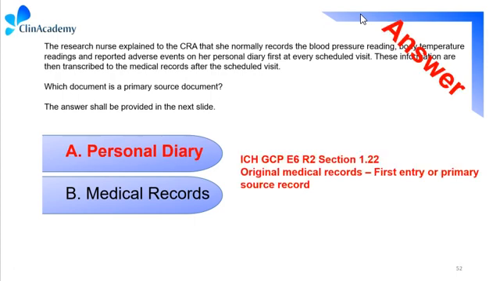The answer should be A, personal diary, because the personal diary was the first entry made for all the blood pressure readings and the other trial activities. Information transcribed on the medical records is considered as your secondary source document.